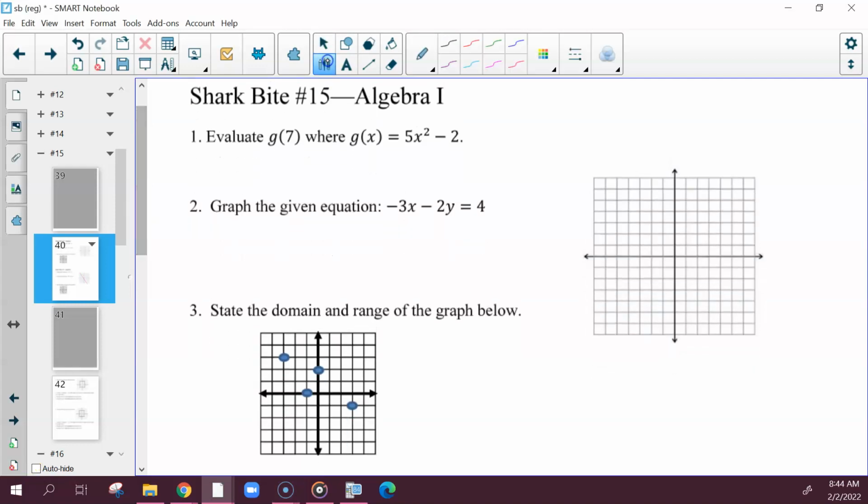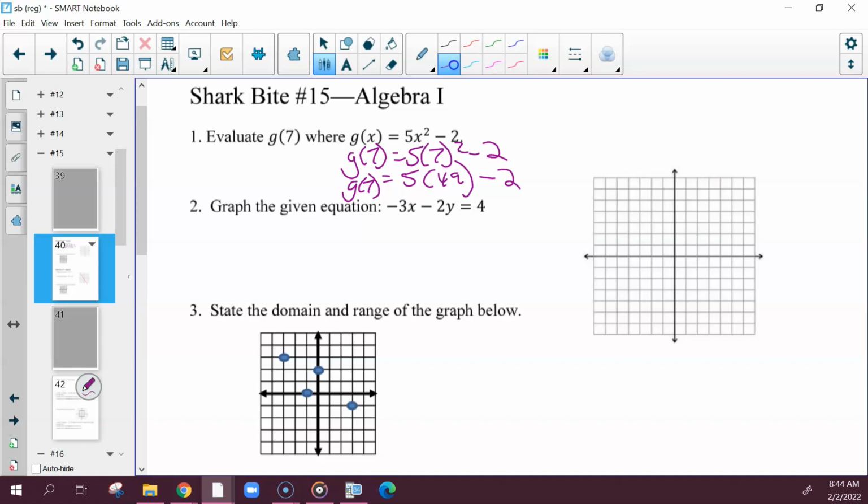Right. For number 1, you need to evaluate G of 7. So put 7 in for all of your x's and start simplifying. 7 squared would be 49. And when you multiply by 5 and then subtract 2, what answer do we get?